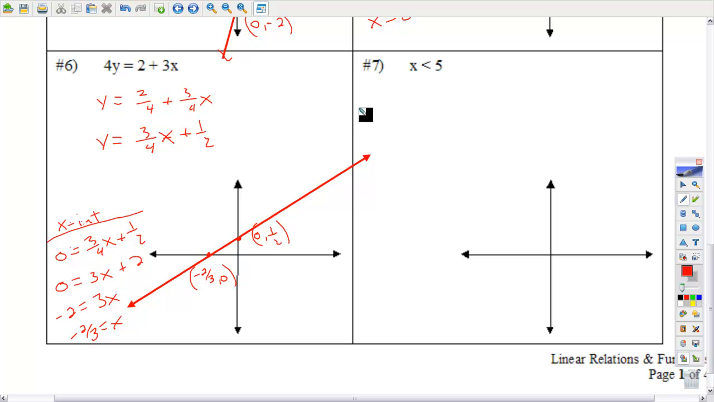Number 7 is different from the first 3 for 2 reasons. One, it's not in slope-intercept form, nor could it be written that way, because there's no y in the problem. And two, it's a less than symbol. If it's just an x and there's no y, it means that you're going to have a vertical line.